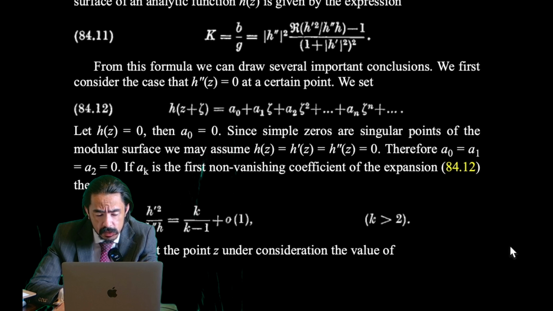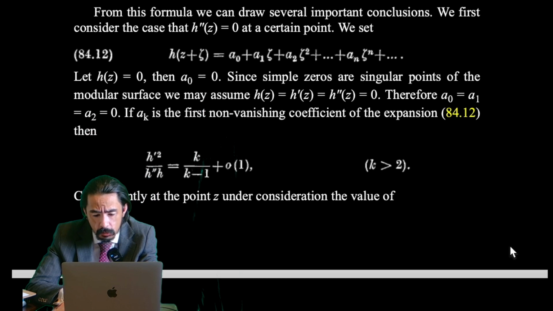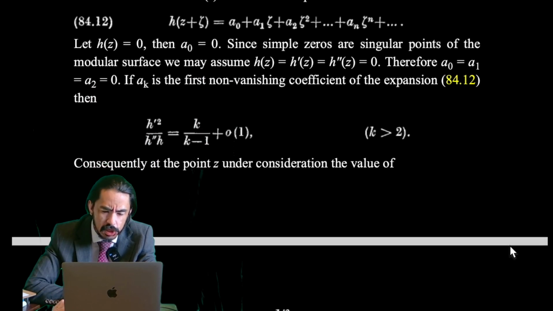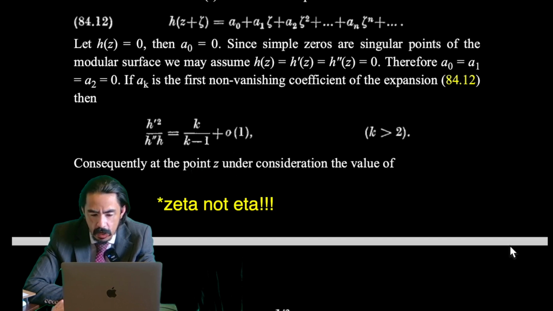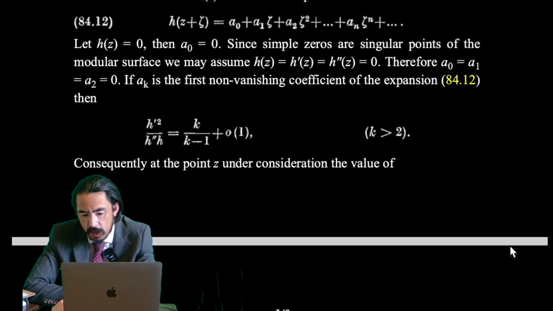We first consider the case that h double prime of z equals 0 at a certain point. We set h evaluated at z plus a perturbation eta. This is equal to expanded out lowercase a naught plus lowercase a sub 1 then times eta plus lowercase a sub 2 then times eta squared plus etc. plus the nth term being lowercase a sub n then times eta to the n plus etc. Let h of z equals 0, then lowercase a naught equals 0.